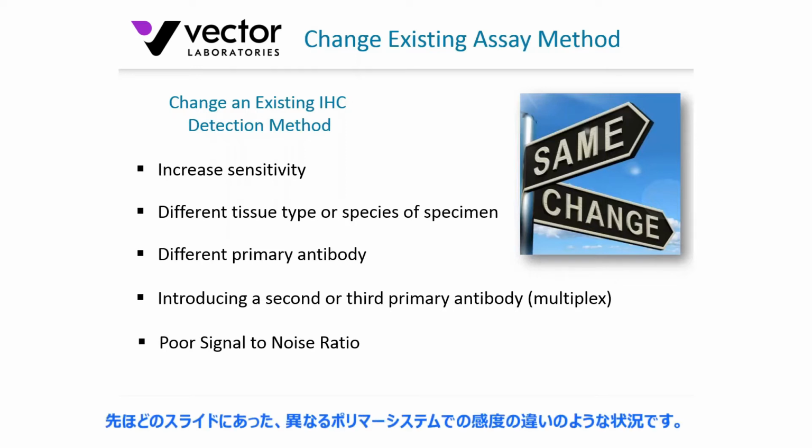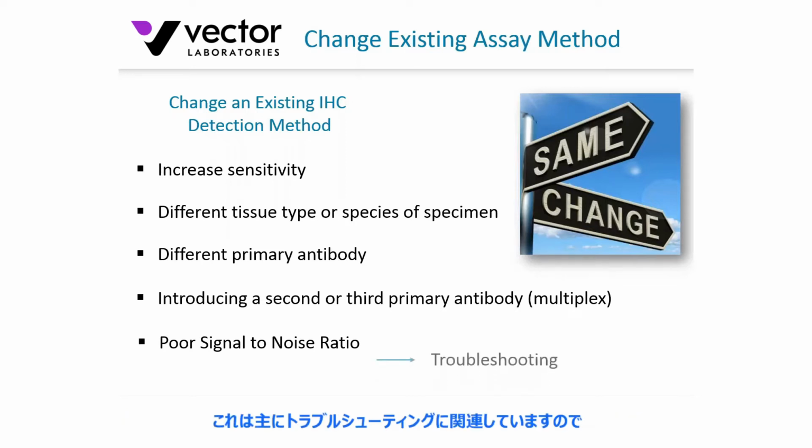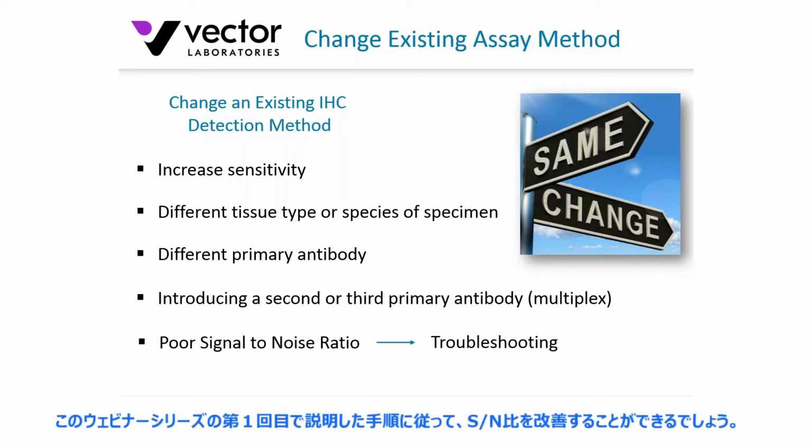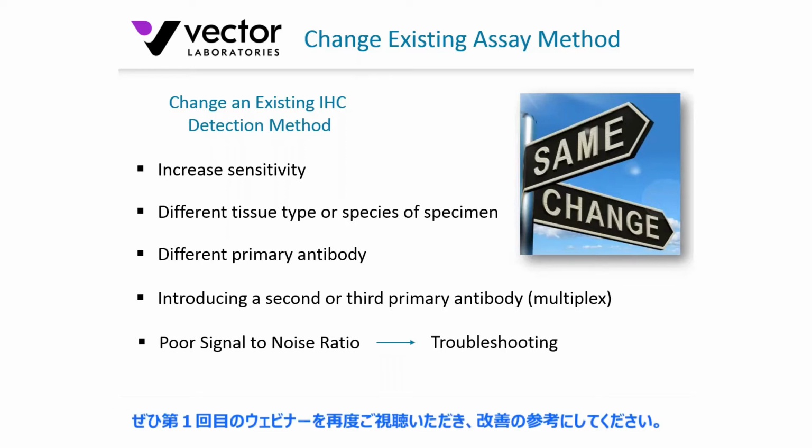And I'll just refer back to the previous slide I showed you with those differences in sensitivity between the two polymer systems. I will say, though, that that last bullet point is mostly associated with troubleshooting. You can probably clean it up and get a good signal-to-noise ratio following some of the steps we outlined in the first webinar in our series. So please go back, revisit that webinar, and see if some of those points will help you obtain a better signal. So at the moment, we're going to explore these first 4 bullet points in a little more detail.